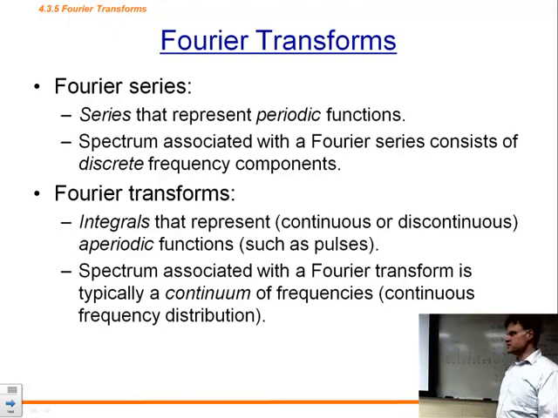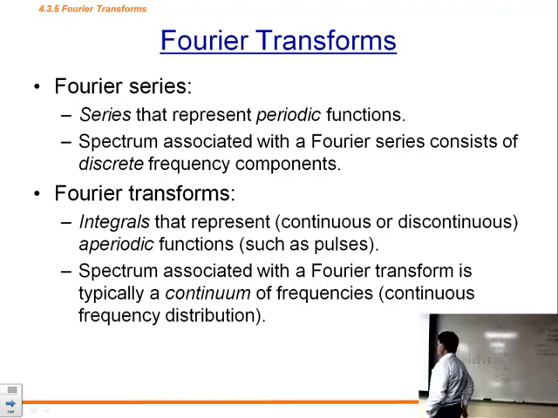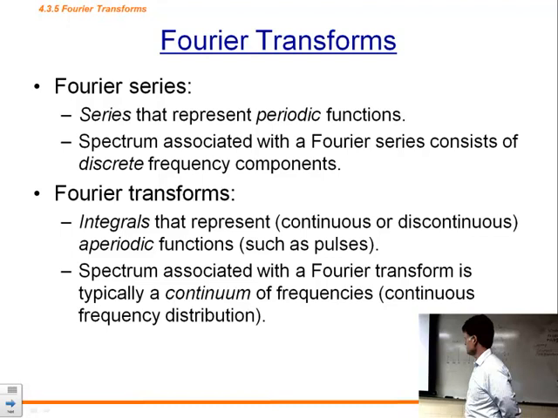Here's what a Fourier transform does. Now we want to represent an aperiodic function, such as a pulse. So in this case, we want to decompose a pulse into frequencies. But a pulse is not periodic. So now it doesn't have a fundamental frequency anymore. So I'm not going to get integer multiples. I'm not going to get integer harmonics of the fundamental frequency anymore.